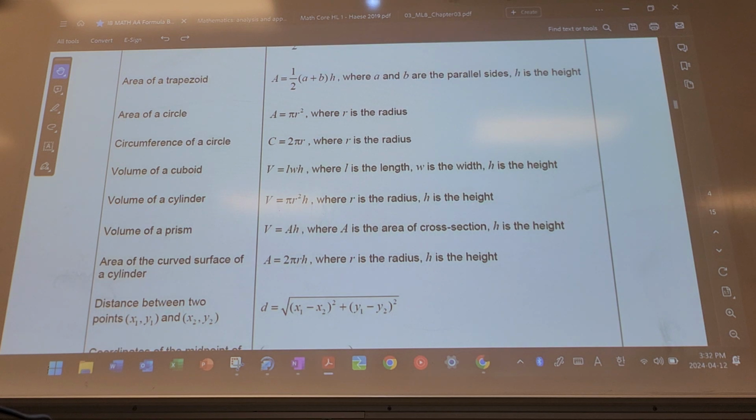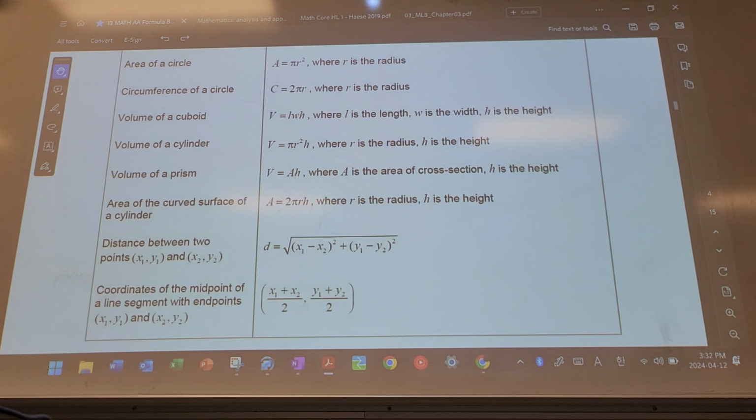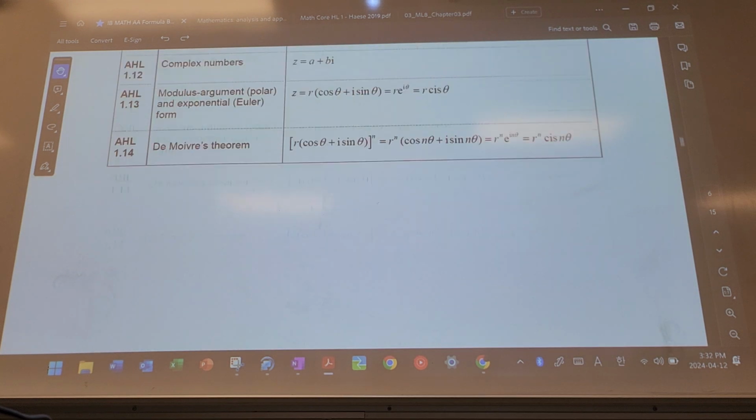Also, in case you forget the area of a circle or the circumference of a circle, it's also available. Well, if you're failing at that point, don't be in this class.